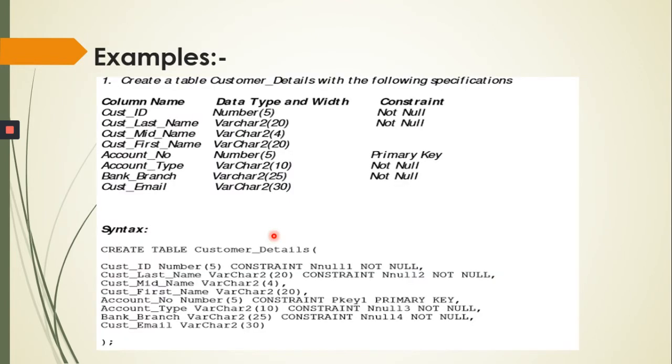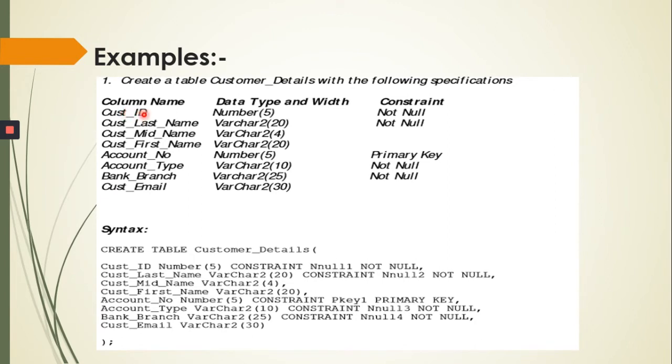Now see, this is the example. Here they gave: create a table customer details. So the name of our table must be customer details, with the following specification: column name, data type and width, and constraint. Here we have to add these columns: customer ID, customer last name, customer middle name, customer first name, account number, account type, bank branch, and customer email address.